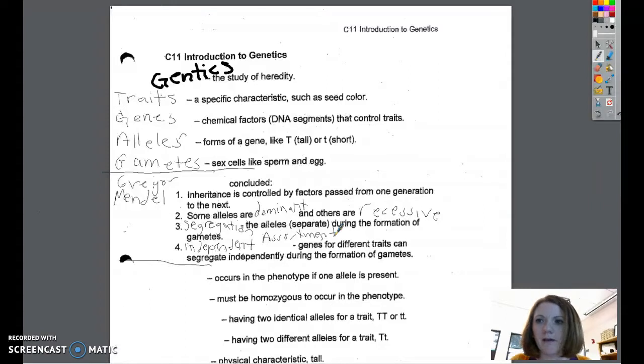Okay, so the itty-bitty review for that one. So let's get down to some more nitty-gritty, and these things that you guys should have picked up on during your PBL. But if not, this is where I'm going to clarify for you. So when we have particular characteristics that occur in the phenotype if one allele is present. So, 1. Phenotype is a physical characteristic.